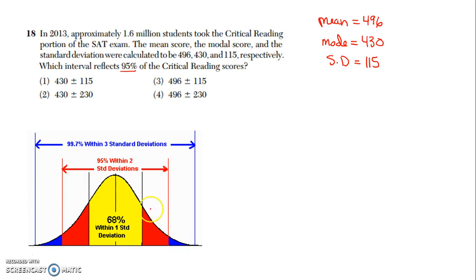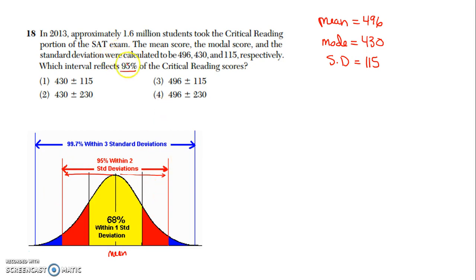When you look at a normal curve, and this is something you should have learned in class, 68% of the scores are within 1 standard deviation above or 1 standard deviation below the mean. This center value is your mean. 95% of the scores fall within 2 standard deviations above or 2 standard deviations below the mean.